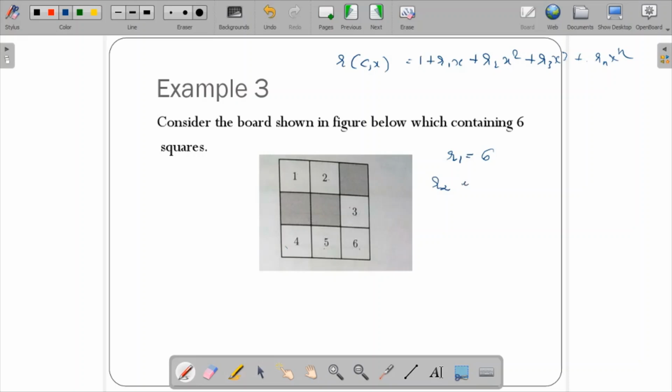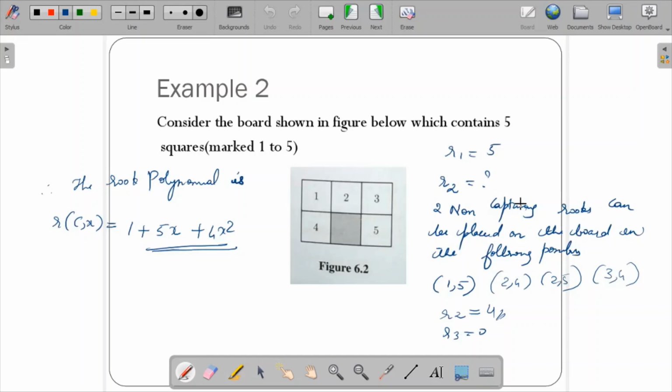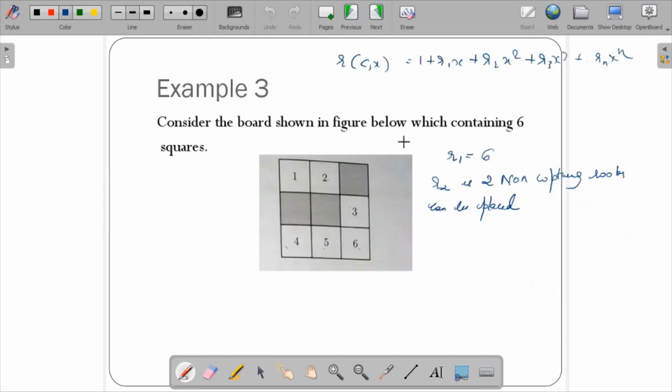R2 is 2 non-capturing rooks can be placed on the board in the following positions.